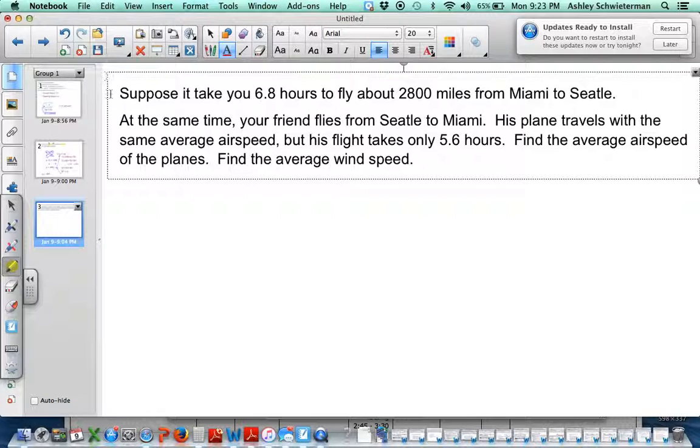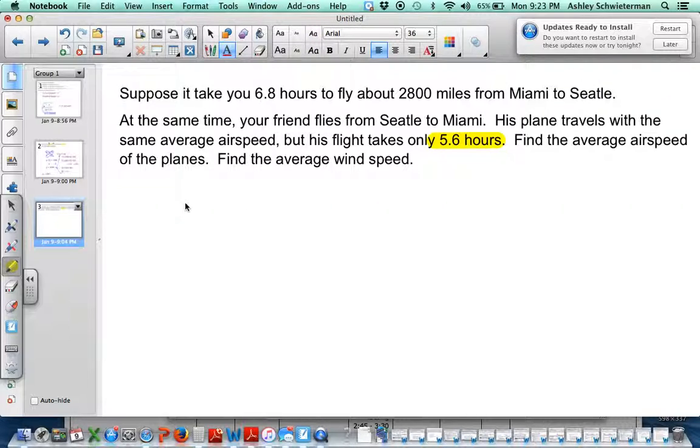So when I look at this, it didn't tell me who's going with the wind and who's going against the wind. But I'm going to analyze it and say that, well, it's taking my friend longer than it's taking me. Therefore, I am going with the wind. It's taking me quicker to get there. So when I go to make this, this is my friend.